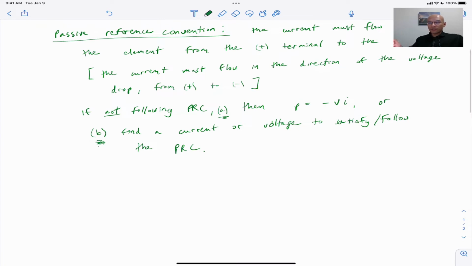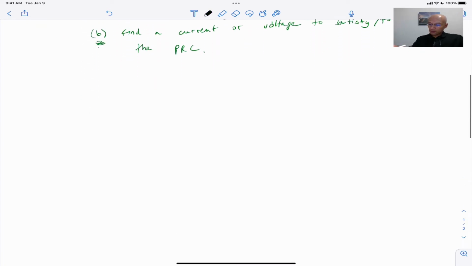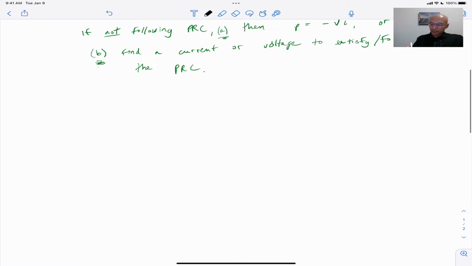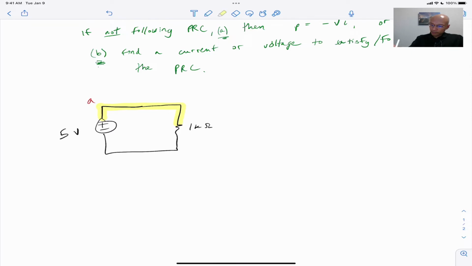Let's do a couple of examples. The first example will be the easiest. Let's have a voltage source and a resistor. Now we know how this goes. This first node, let's call it A, is higher than the second node, which we will call B. And A is higher than B by 5 volts. That's what the voltage source tells us.